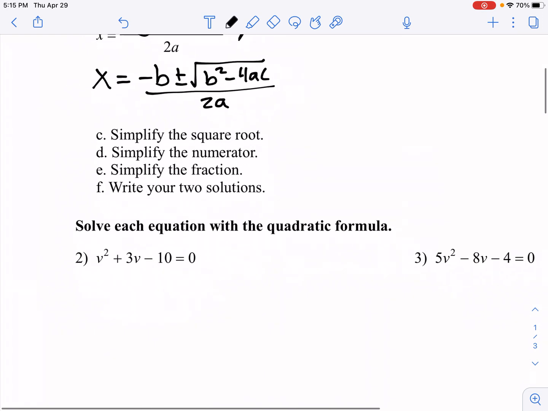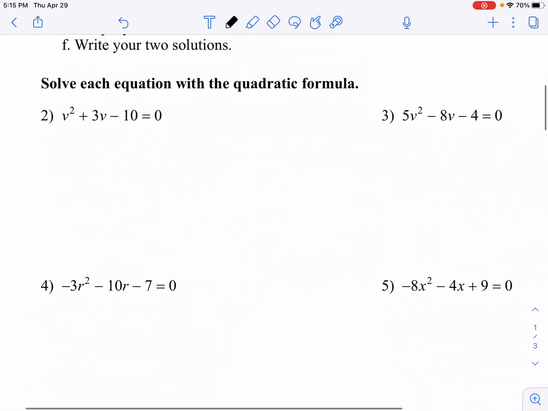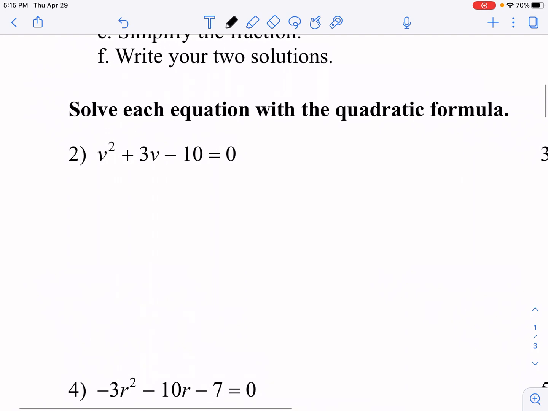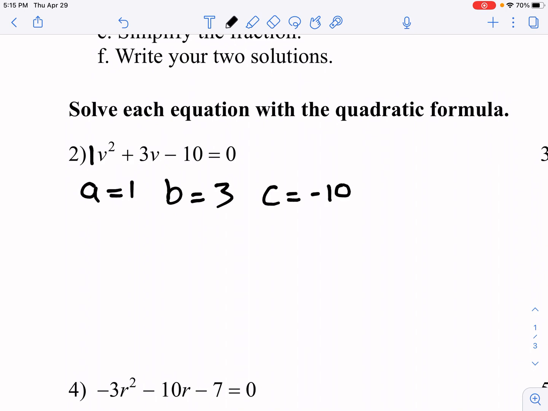But let's go ahead and jump into some examples here. Let's try a couple examples that might be a little bit more simple, and then we can try some examples where we're going to have to actually simplify the square root. So in this example, the first thing we want to do is identify the a, the b, and the c. Okay, so our a here is 1, b is 3, and c is negative 10. Now that's important. Make sure you include the sign, okay?